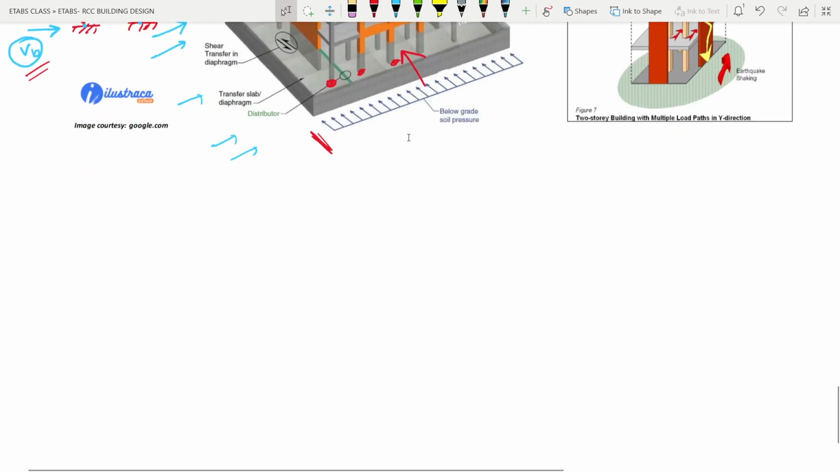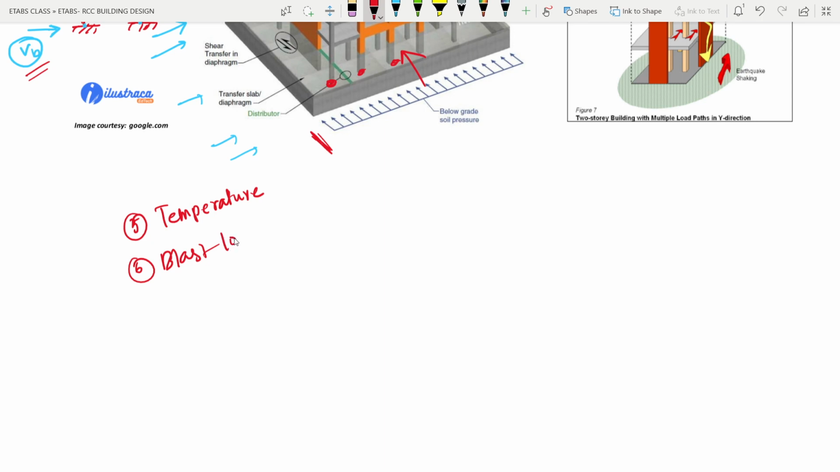Now there are many different loads, like we have temperature load. If I write the fifth load, we have temperature load, which we may consider. We have blast load, which is very rare. In very rare kinds of structures we'll be using it. We have blast load, or we may have different kinds of loads, like the load of the machines. Okay, we have vibration. We also consider vibration in a floor.